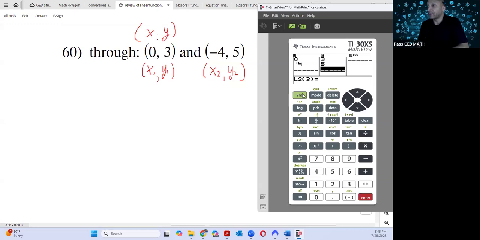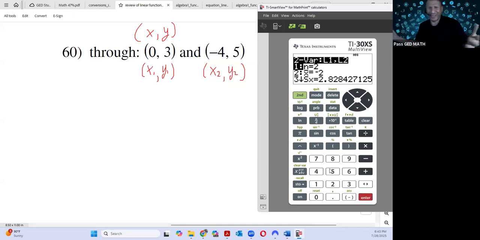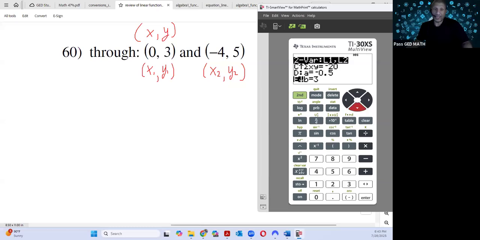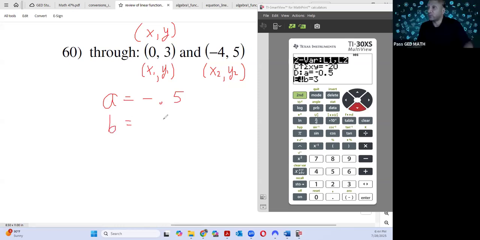Now watch this. Second data, two variable, calculate. Mr. Tinsley, what is all this mess? What are all these numbers? Scroll down till you see A and B, lowercase a and lowercase b. So it says lowercase a equals negative 0.5. It says my b is equal to 3.